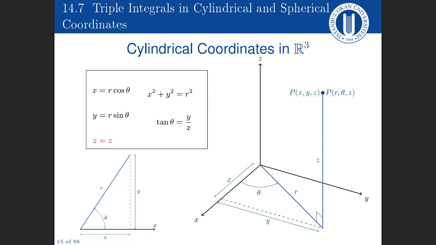A point in 3-dimensional space, x, y, z, we could replace the x and the y with polar coordinates and then keep the z just as it is. So just as we were doing before, x is going to be the same as r cos theta, y is going to be r sine theta, and z is going to stay the same. Z is equal to z. These are called cylindrical coordinates in R3. The point x, y, z has cylindrical coordinates r theta z.